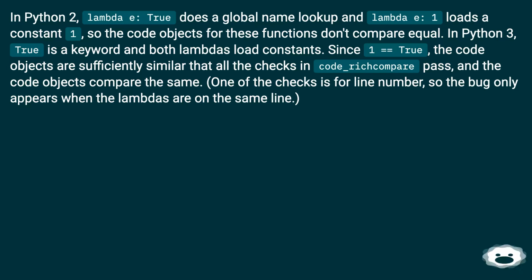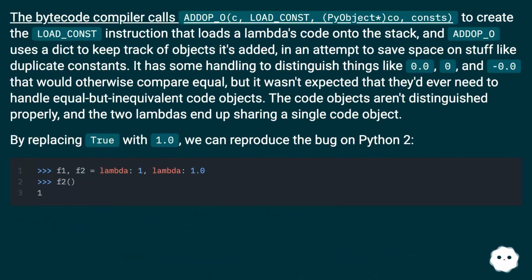One of the checks is for line number, so the bug only appears when the lambdas are on the same line. The bytecode compiler calls compiler_add_o with LOAD_CONST, consts, to create the LOAD_CONST instruction that loads a lambda's code onto the stack, and compiler_add_o uses a dict to keep track of objects it's added, in an attempt to save space on stuff like duplicate constants.